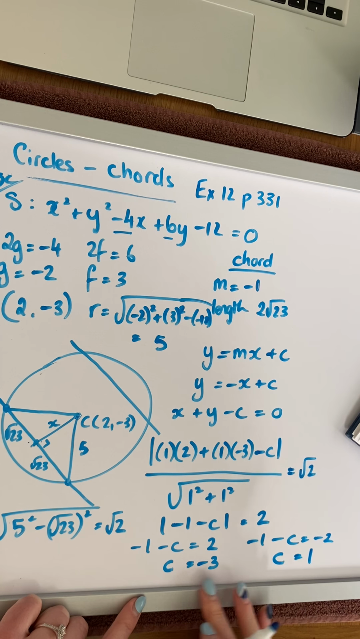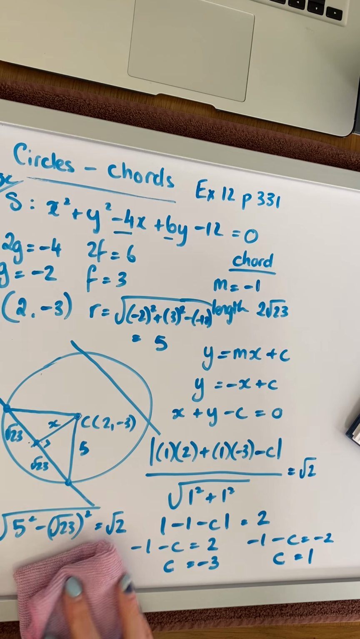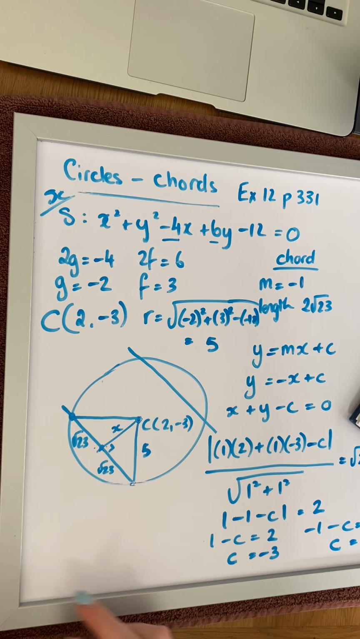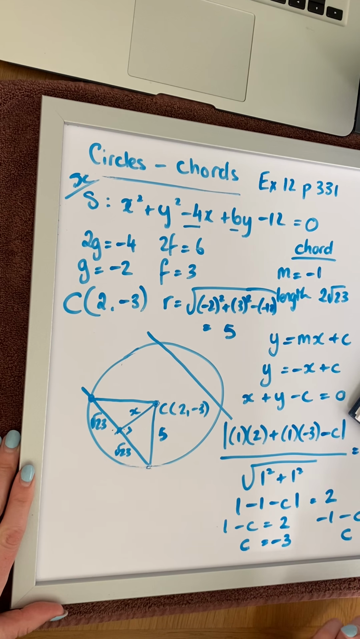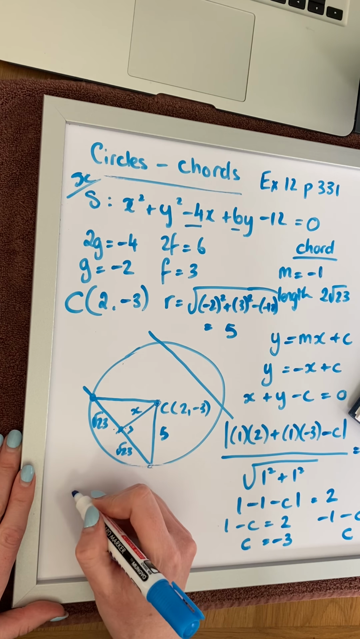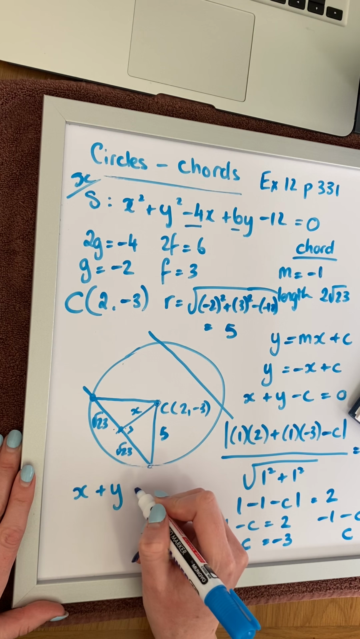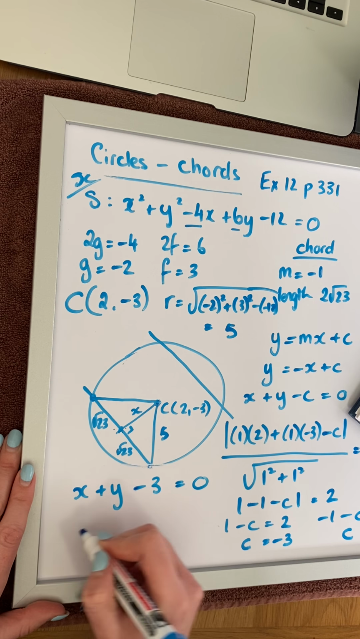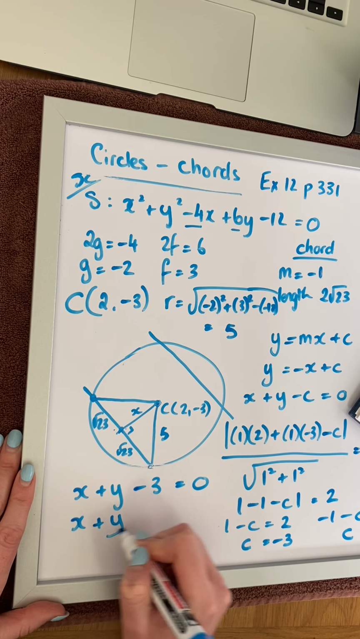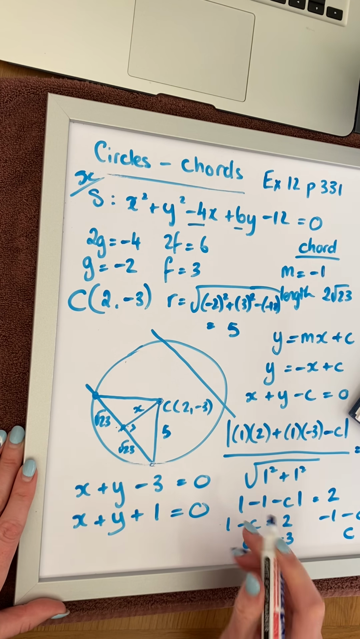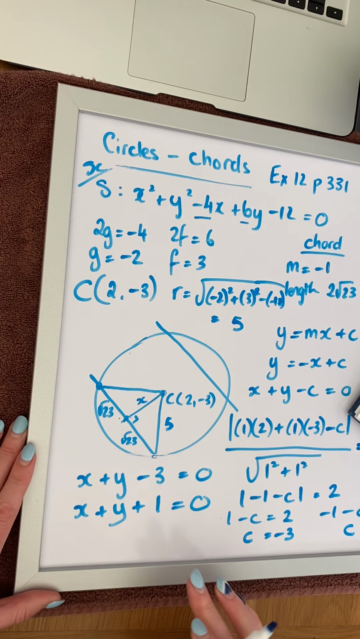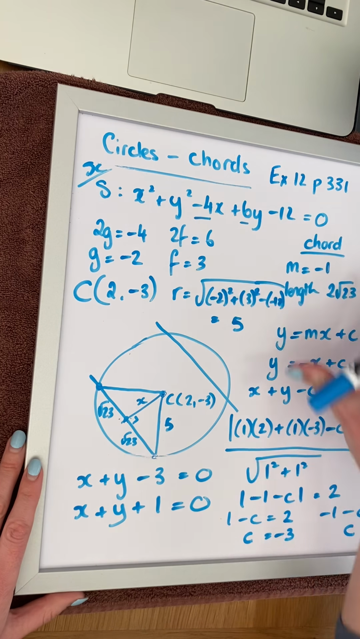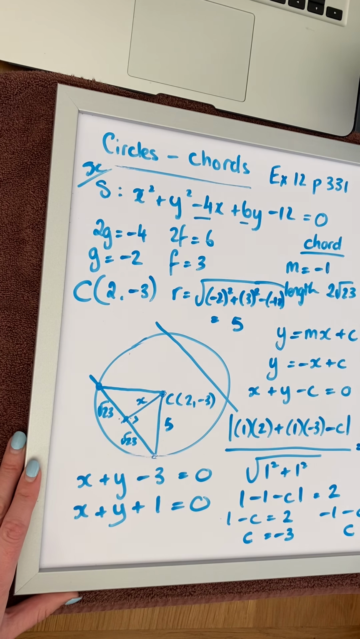So given that those are my two values of c, I'll just come back over here where I have a bit of space. My two possible equations of the chords are x plus y minus 3 is equal to 0 and x plus y plus 1 is equal to 0. So those are the two potential chords that I can have given that information there. All right.